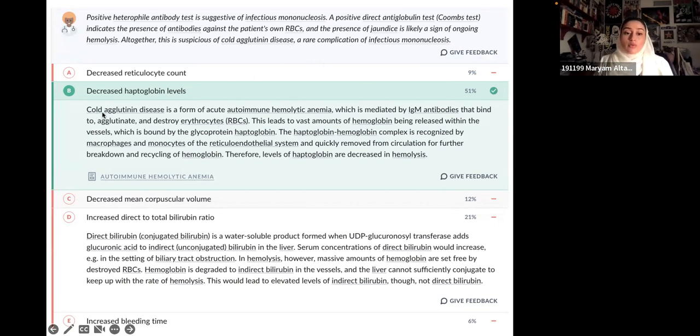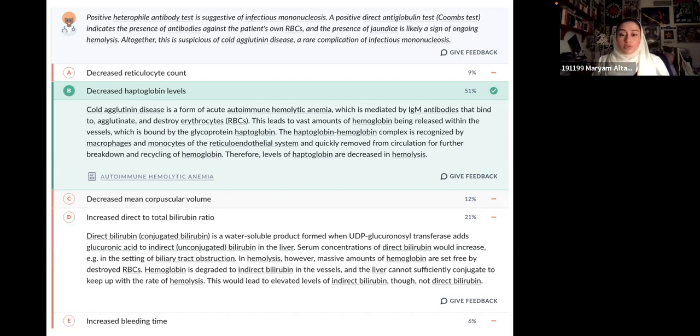So what happens is it's a specific type of autoimmune hemolytic anemia. However, in this type, you're going to have IgM antibodies positive. And it's called cold agglutinin disease. You'll see in the next couple of slides, they basically stick together. And this is a cold hemolytic anemia. You also have warm hemolytic anemias.